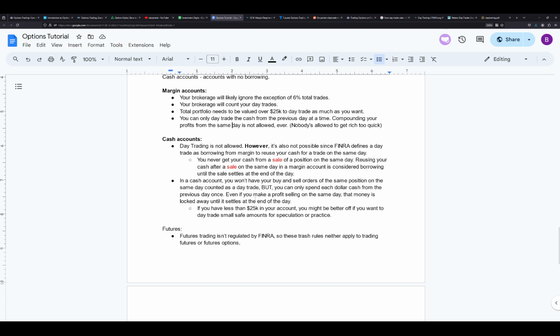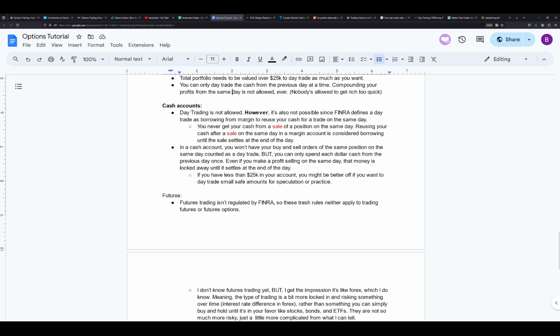Also, in a cash account, it won't count as a day trade, but you can only spend up to the total. So in the same case with $2,000 in a margin account, you can buy $2,000 worth of stock, sell it for $3,000, but then you can only buy up to $2,000 more in another stock the same day, and sell for whatever as a day trade. That's the limitation with a margin account.